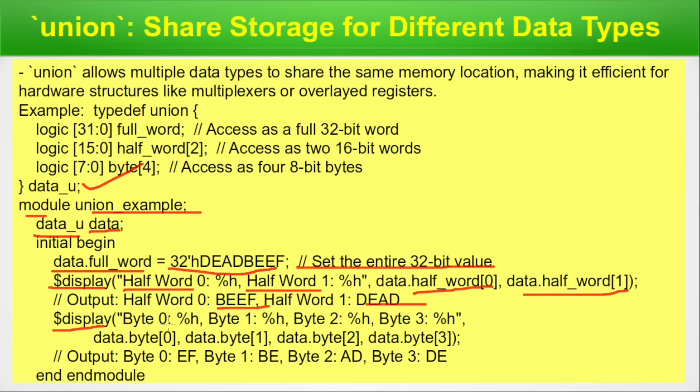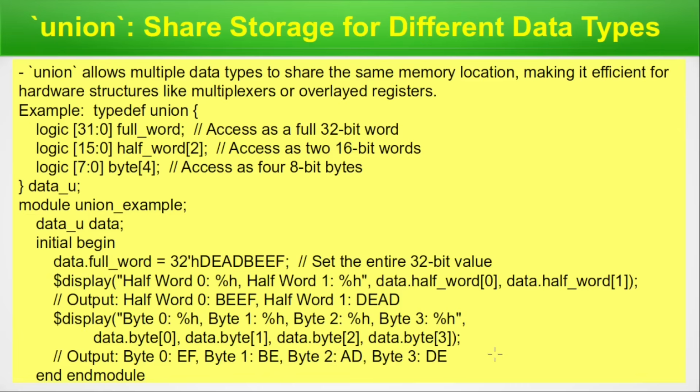and we use again the $display like a printf structure, and here we print byte, byte, byte, byte, that means 4 bytes, and here we give the data byte 0, data byte 1, data byte 2, and data byte 3, and as a result we get EF, BE, AD, and DE, the 4 bytes.